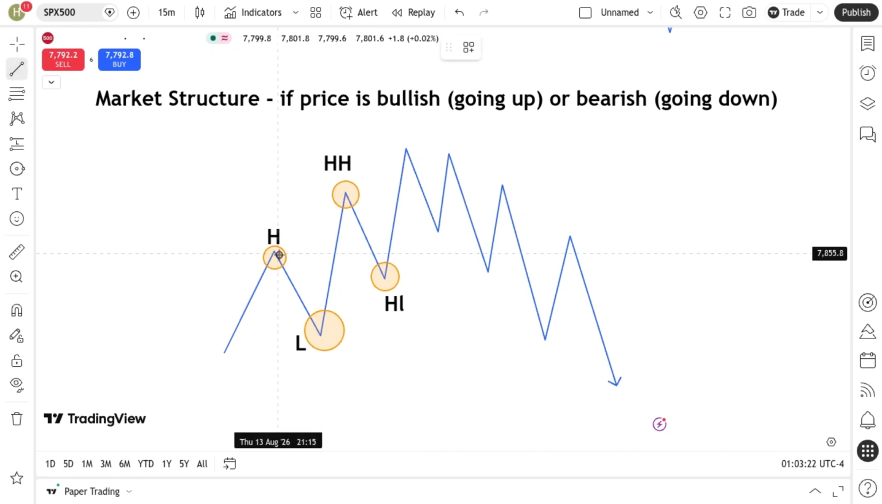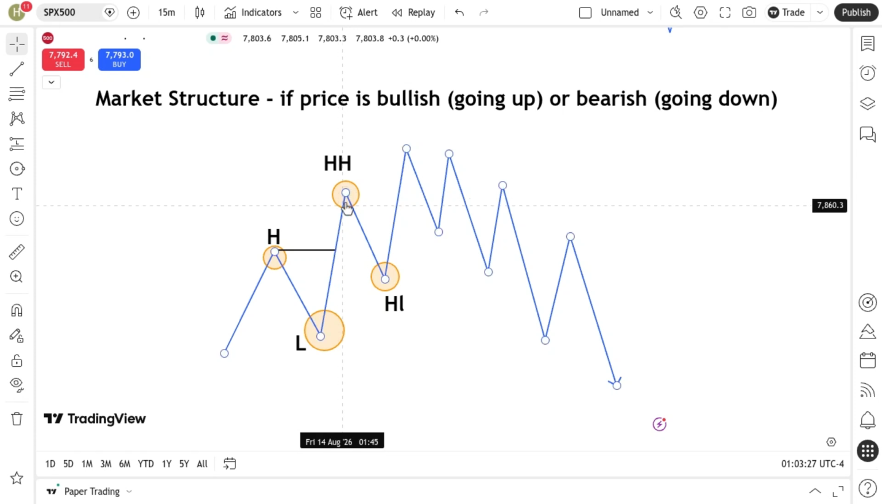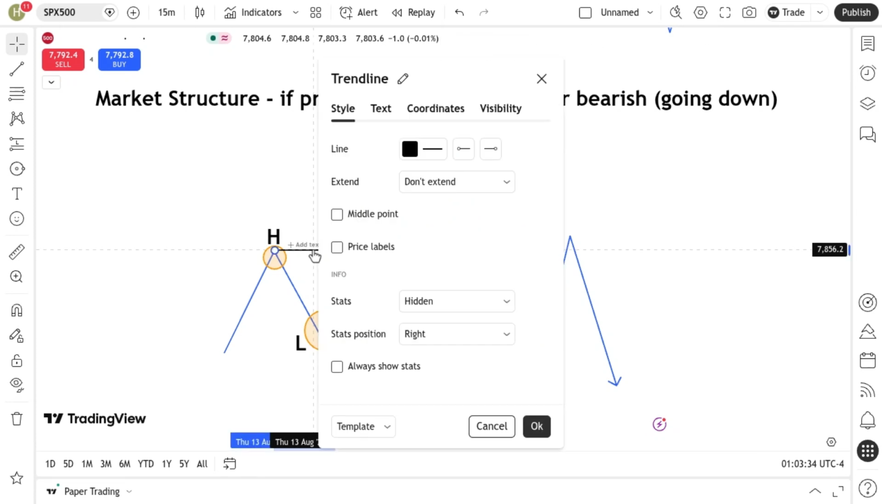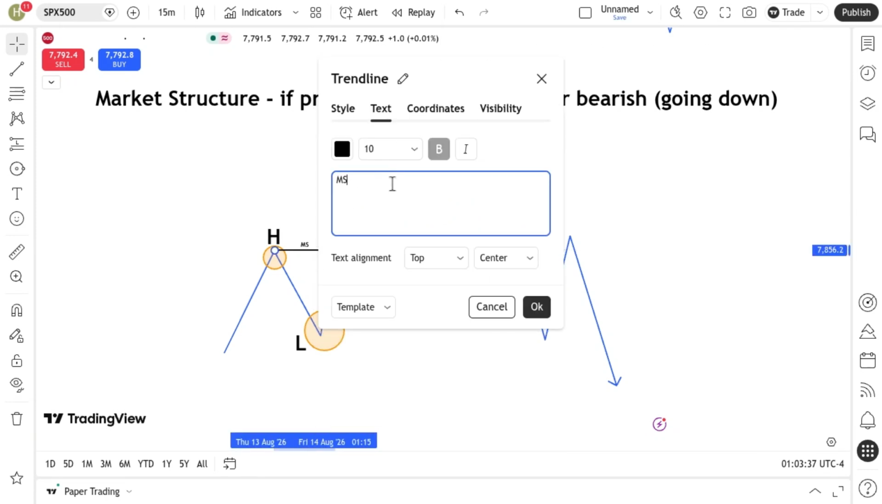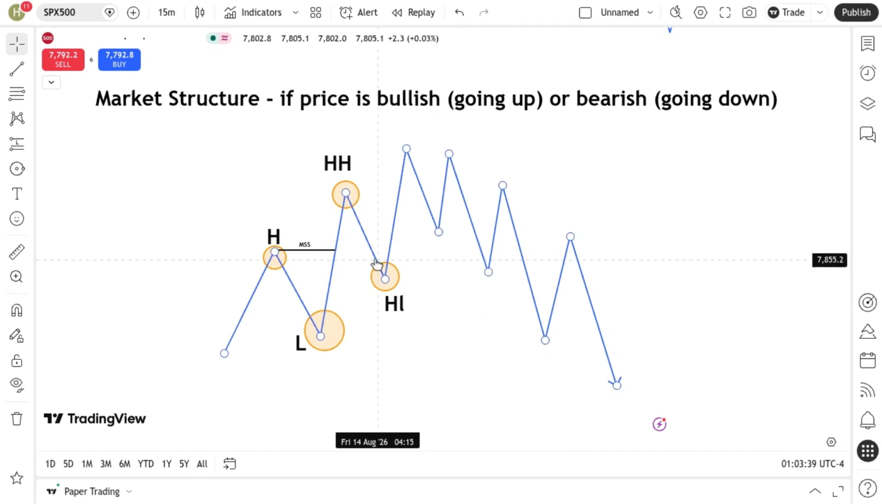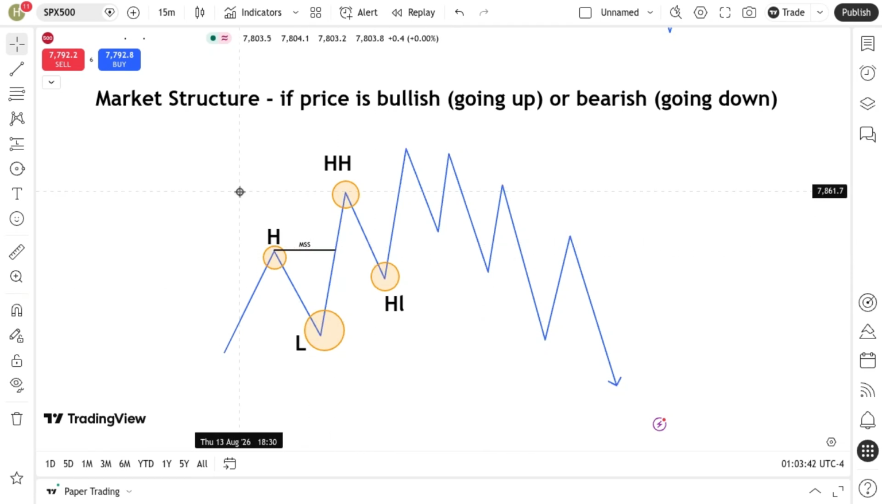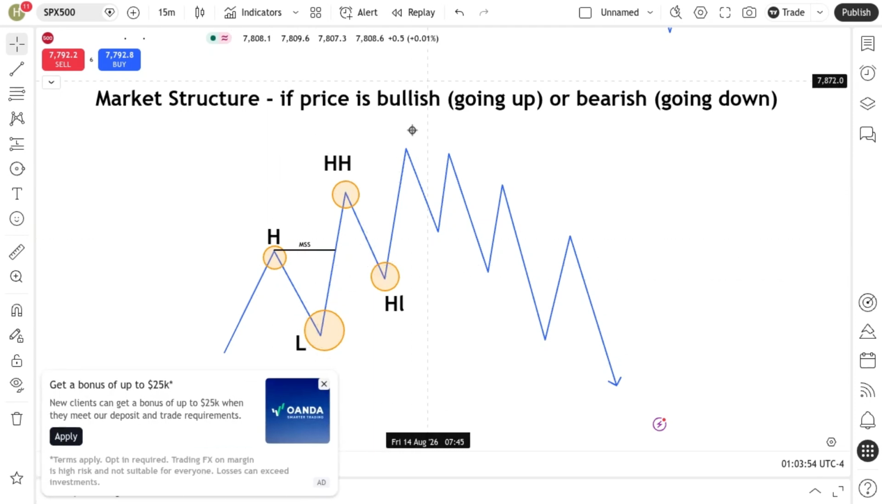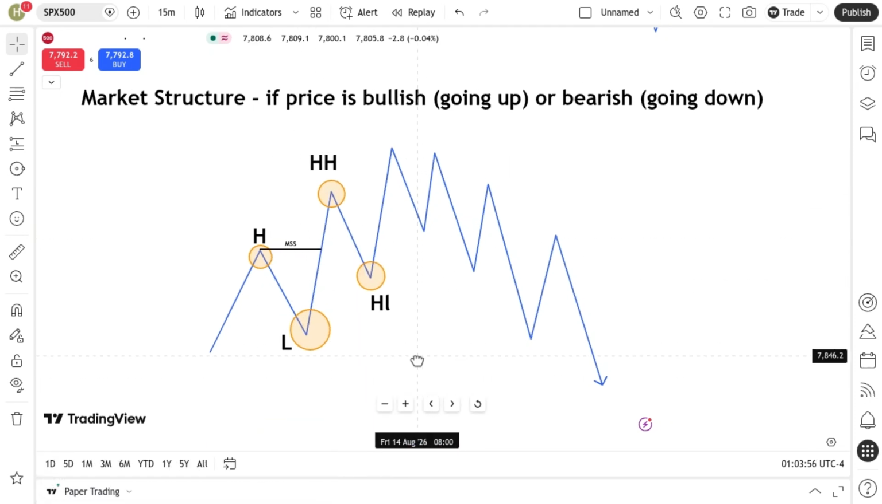Now, if we draw a line from this high to the right, to the point where we create a new high, this is how we identify what we like to call a market structure shift, or you can call it MSS for short, just abbreviating it because it's easier. So this is just a way to identify that market structure is currently bullish, that market structure is currently showing that it wants to go up. That's all that means.